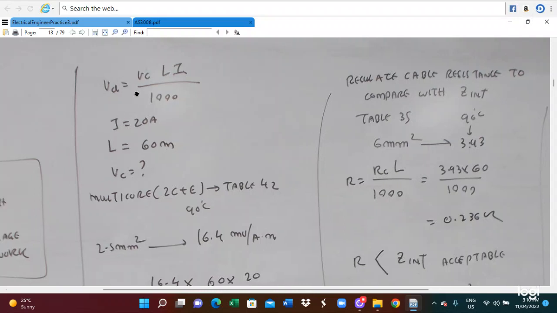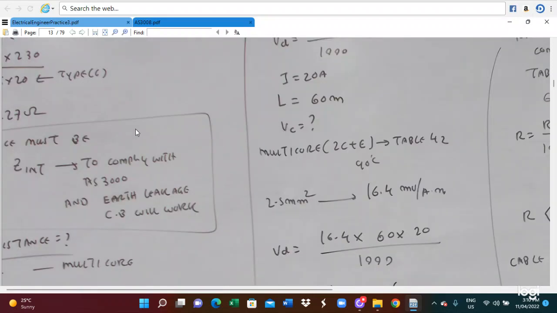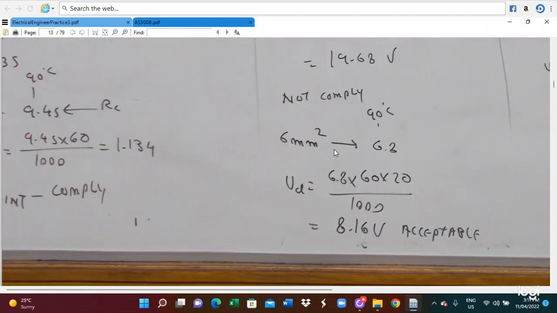So this depends on the other problems we have to calculate, such as multi-core cable and two-core cable. Those things we have to calculate, and those programs are also given.